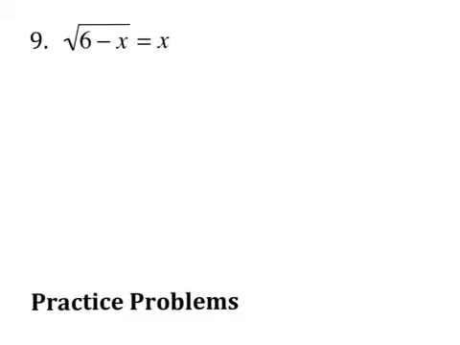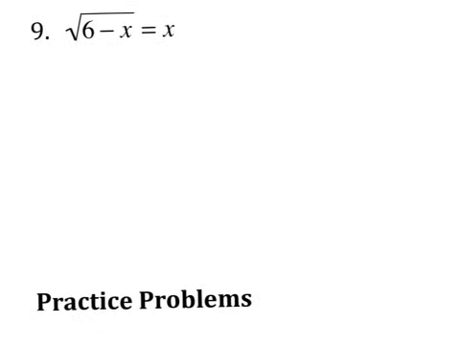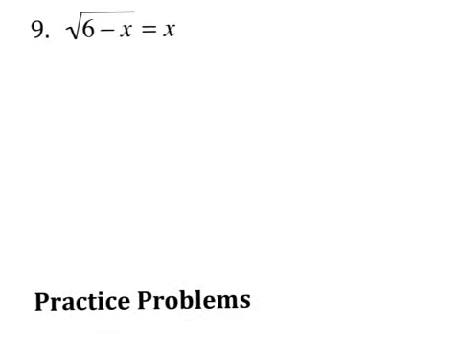So here we have the square root of 6 minus x equals x. So we're still going to use our strategy of squaring both sides. So we get 6 minus x equals x squared. Now, we don't want to take the square root of both sides because that's just what we undid. So that wouldn't make sense.